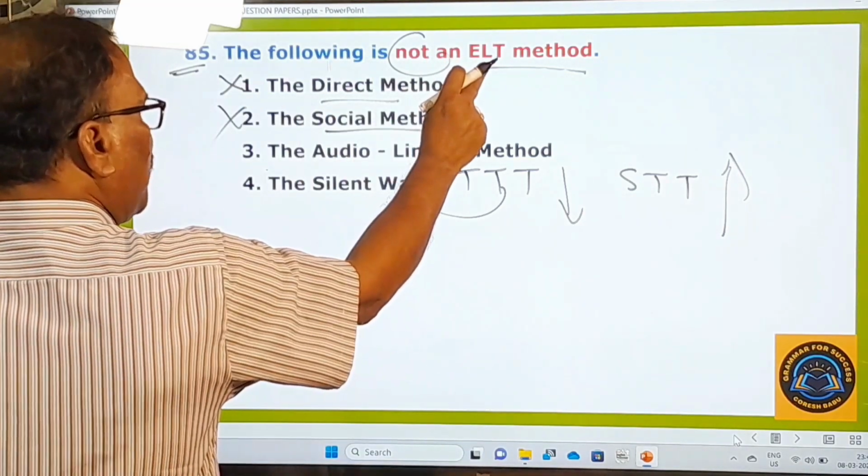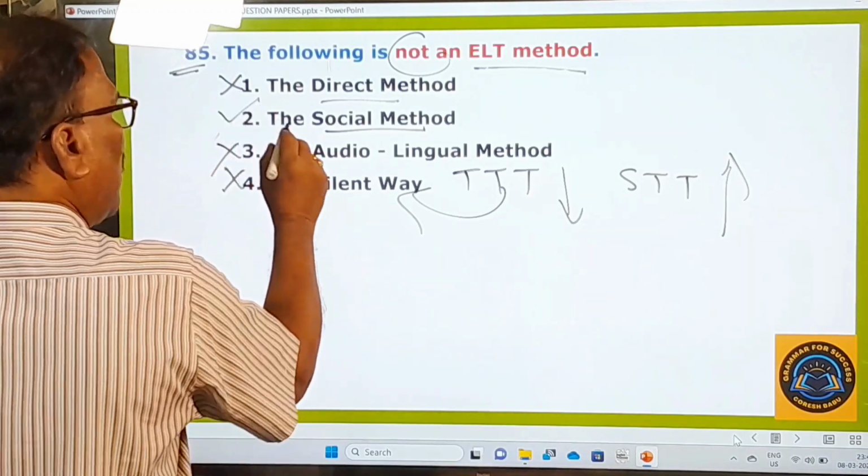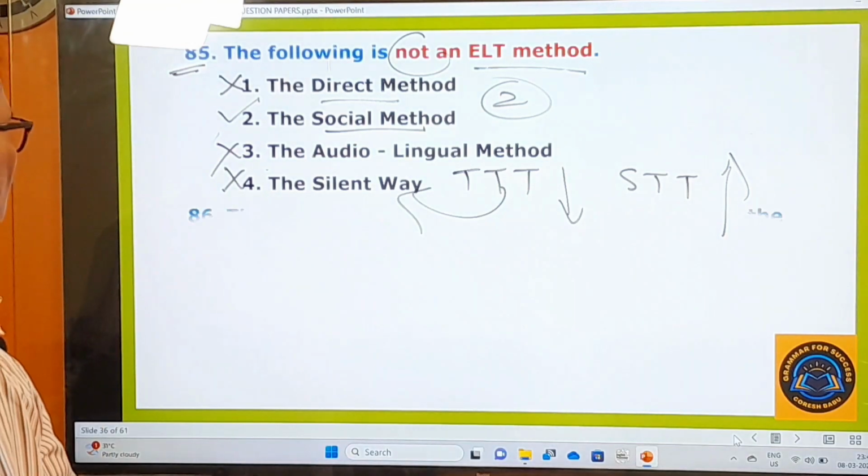According to this question, this is not the right one, this is not the right one, this is not the right one, only this is the right one. So your answer is going to be the second one. And now let's move on to the next question.